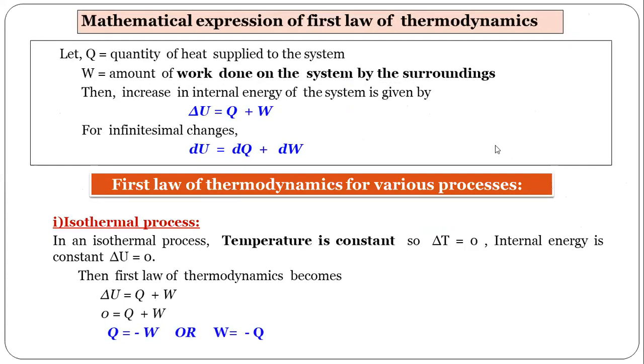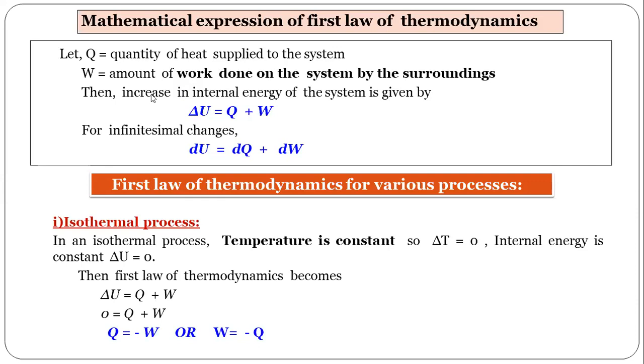Then this is the mathematical expression of the first law of thermodynamics. This can be asked for 1 mark. In the mathematical expression for the first law of thermodynamics, suppose Q is the quantity of heat supplied to the system. Means we are supplying a quantity of heat to the system. W is the amount of work done on the system by the surroundings. Then the internal energy will be increased because we are supplying heat to the system. Q is the quantity of heat supplied, so the internal energy will be increased.